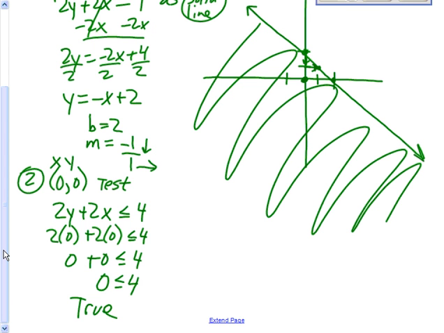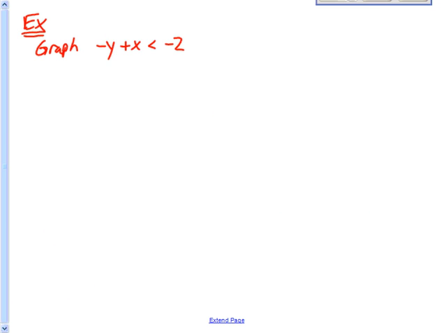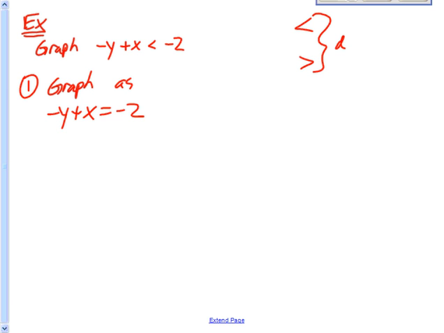Okay, let's go to one more here. How about negative y plus x less than negative 2? Graph the boundary line. Negative y plus x equals negative 2. Okay, and is this solid or dashed? And you say, well, strictly less than. Again, if it's one of those two, it's going to be dashed. And we obviously have the less than one, so this is dashed here.